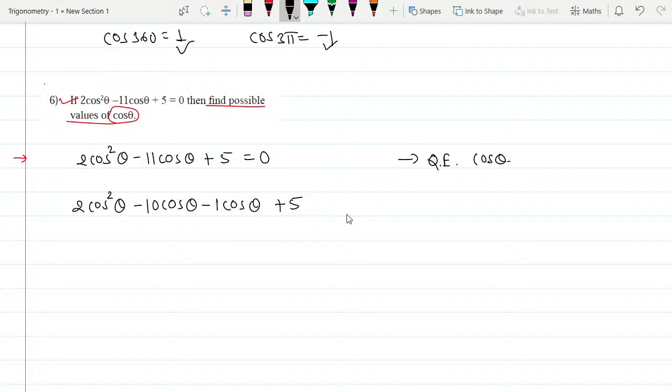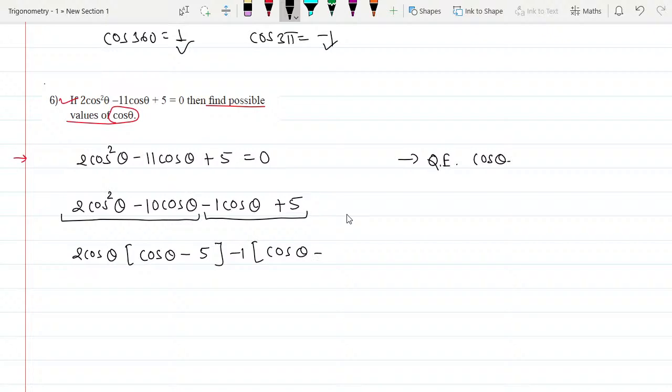Now let's take 2 cos theta common from this. If I take 2 cos theta common, what is remaining in the first term? If you take out 2 cos, one cos remains. So first cos is there, minus, as you have taken cos theta and 2. If I take 2 from 10, the remaining is 5. Now from the second term take minus 1 common. If I take minus 1 common, minus cos becomes plus cos theta, and plus 5 becomes minus 5. So this is what I get. This is equal to 0.